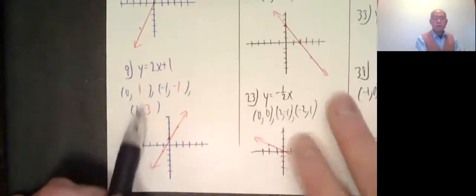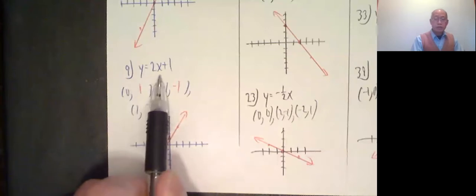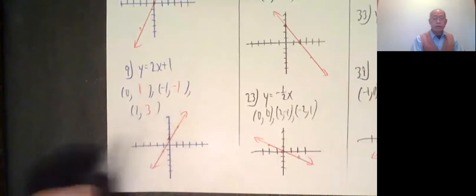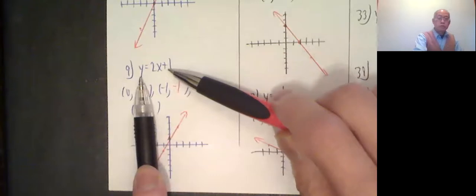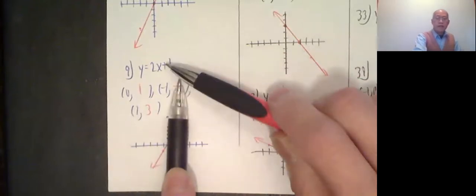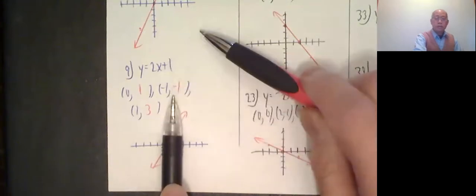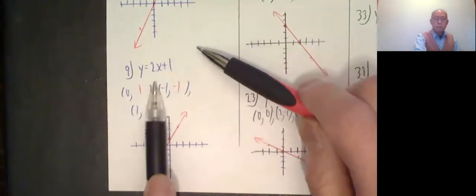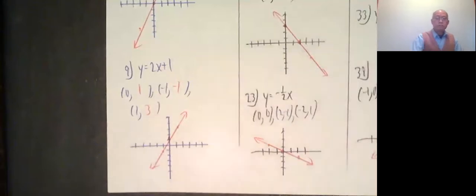Number 9, Y equals 2X plus 1. They give me all X coordinates, which is nice. When you plug it in, you just grind it out and you end up with a Y coordinate. Okay, so they give me X is 0. 2 times 0 plus 1 is 1. They give me negative 1. 2 times negative 1 is negative 2. Negative 2 plus 1 is negative 1. Plug in 1. 2 times 1 is 2, plus 1 is 3.